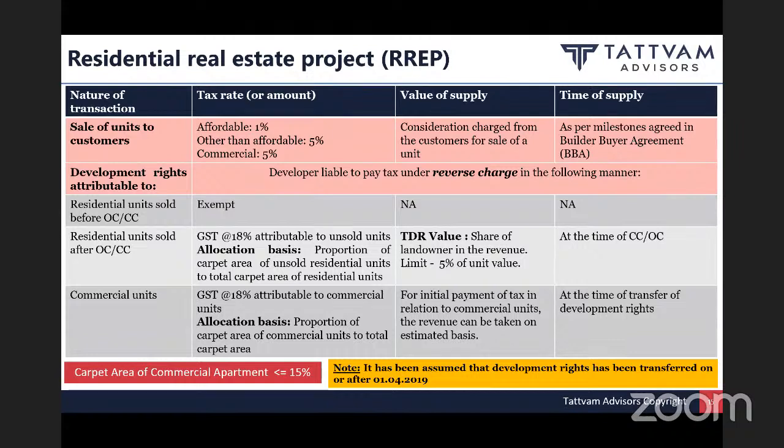Practically, many of the developers are not paying tax, but the way the exemption notification is drafted, it only gives exemption to the residential units which are sold before OC. It does not give any exemption to commercial units. Hence, in case of an RREP project, the developer is liable to pay under reverse charge mechanism also on the commercial units which are constructed by him. And again, he will not be in a position to take credit.